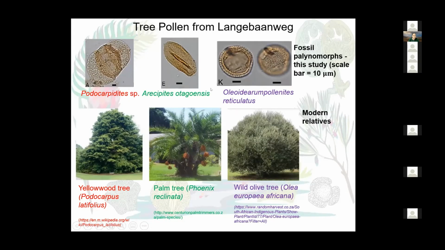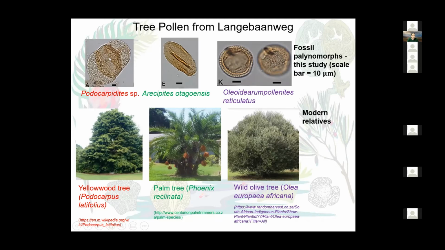A total number of 104 microfossils were identified from the study, and only a selected number are shown in the following slides. The black bar shown on the top images represents a scale of 10 micrometers. The top images were obtained from the study, and the bottom images are the closest living relatives of those shown at the top, and these were obtained from various internet sources.